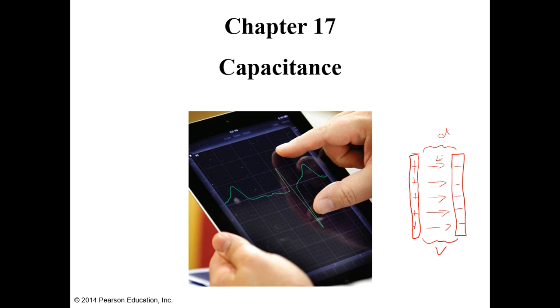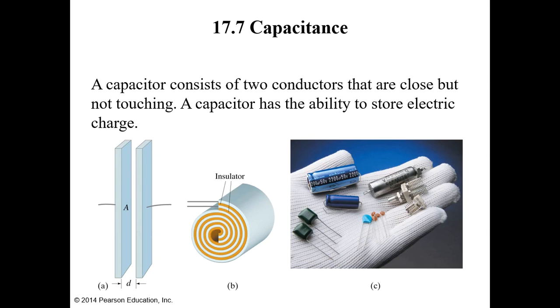A device that is set up just like this, that because of the separation of charge creating the electric field, is a device for storing energy. And such a device is called a capacitor. So we're going to talk about capacitance in this video. A capacitor consists of two conductors that are close together but not quite touching. And because of that, you end up collecting charge on the surfaces, which builds up and stores electric charge, and thus you have potential energy.